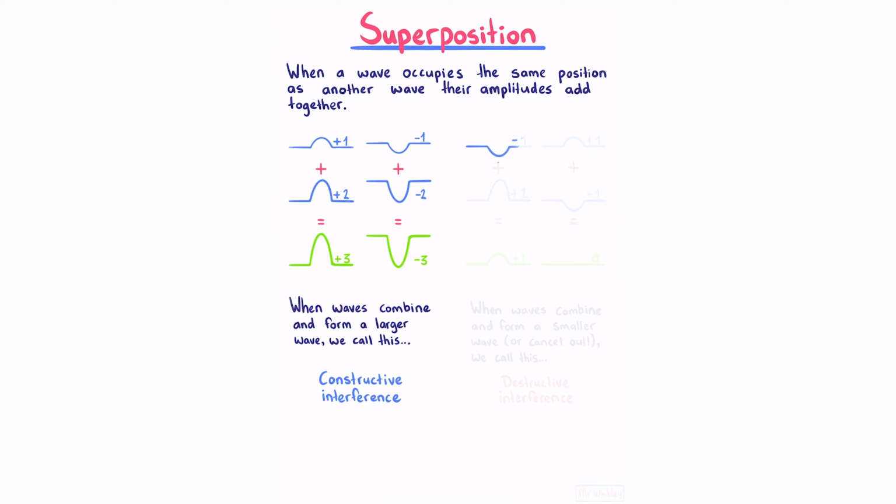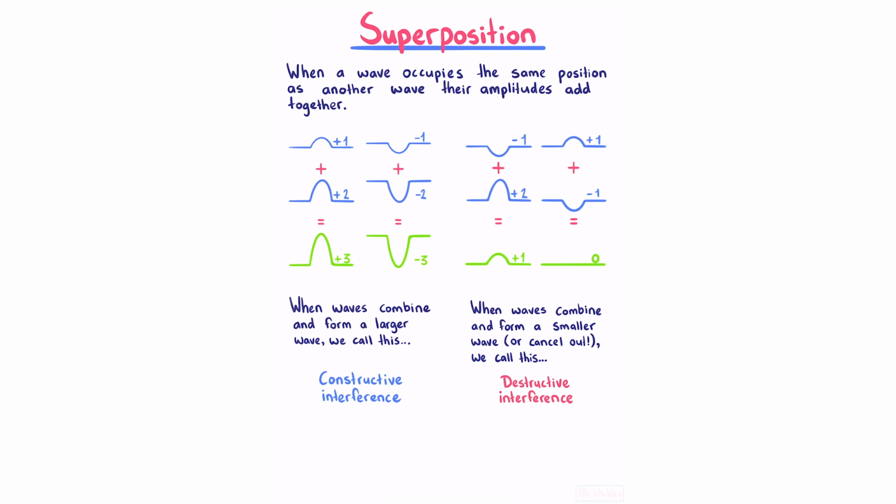If we had a -1 amplitude and then added on a +2 amplitude, -1 + 2 gives us +1. If we had a +1 amplitude and a -1 amplitude, +1 - 1 is 0, giving us complete cancellation. When waves combine and form a smaller wave, or cancel out, we call this destructive interference, which we've seen here.